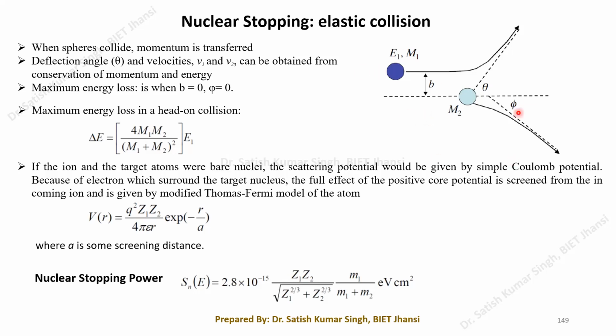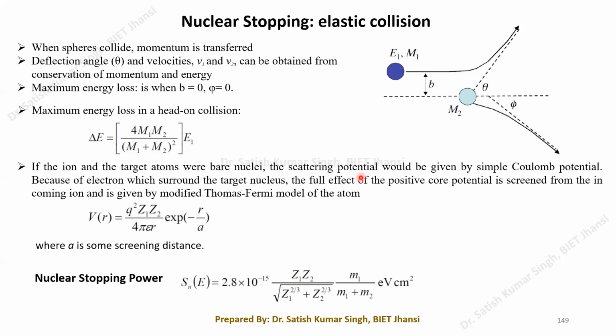This collision may be a head-on collision, but it is not necessary that it always is. Sometimes it will be a head-on collision, and in that case there will be a maximum energy loss. You can get this maximum energy loss, delta E, equal to 4 m1 m2 divided by (m1 plus m2) whole square, multiplied by E1, where E1 is the initial energy of the ion, or you can say the impact energy of the ion.